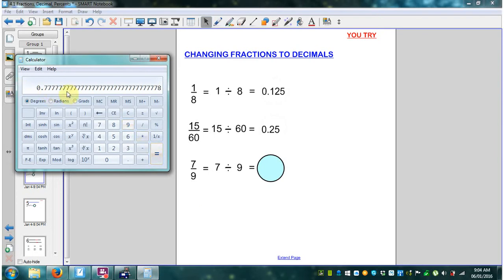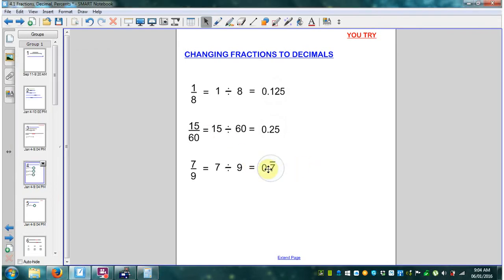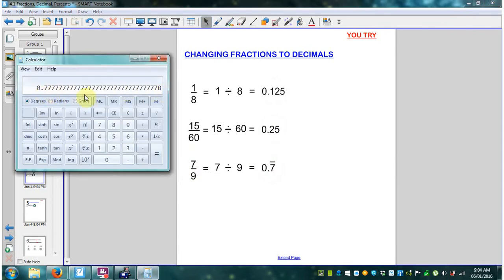Okay, so this one's a little bit tricky. We have a repeated decimal is what it's called. So the way we write that is 0.7 with a line over the top of the 7, which represents that this 7 is a repeated decimal. So that's how we write something like that if the fraction comes out to be something like this.